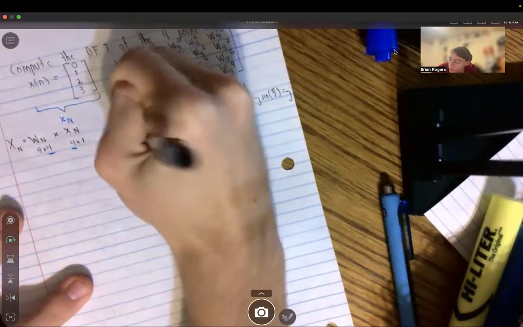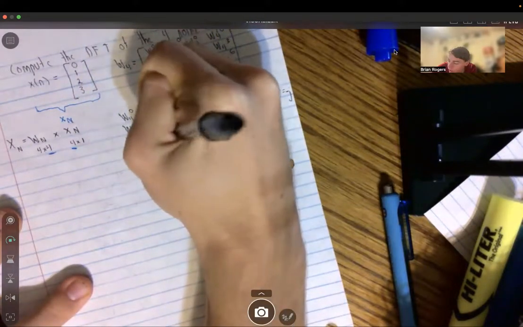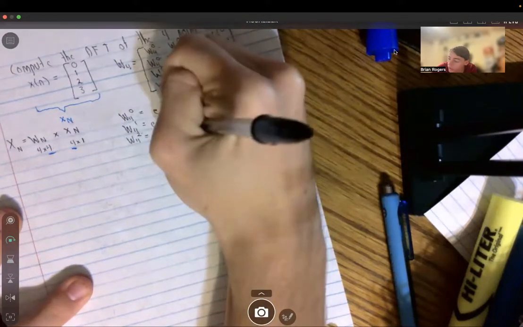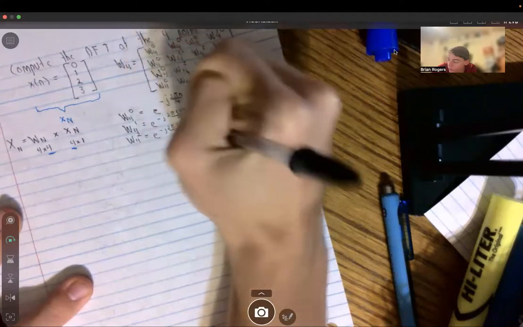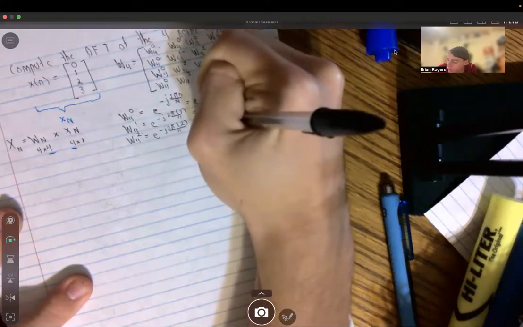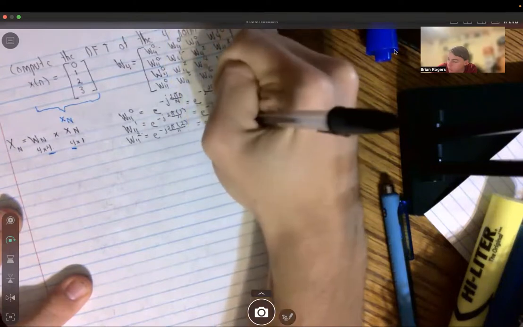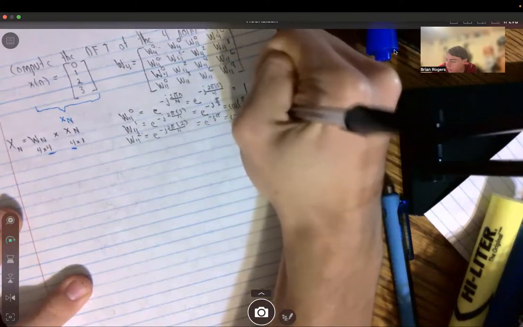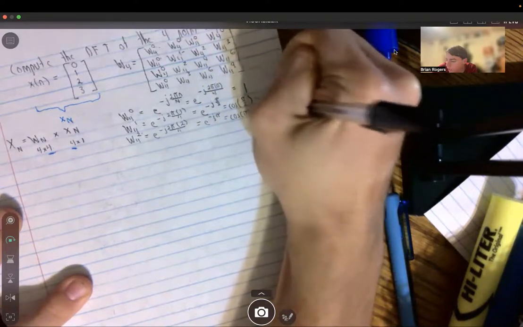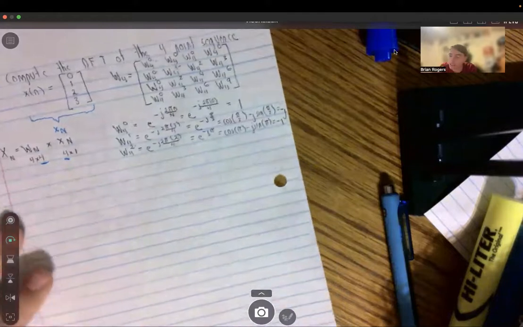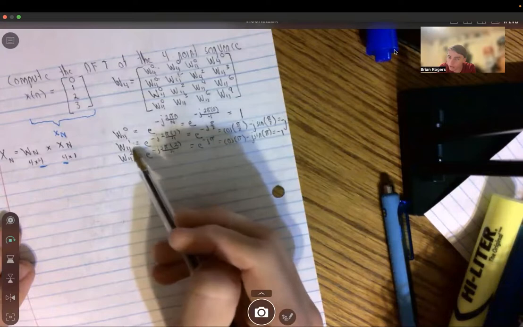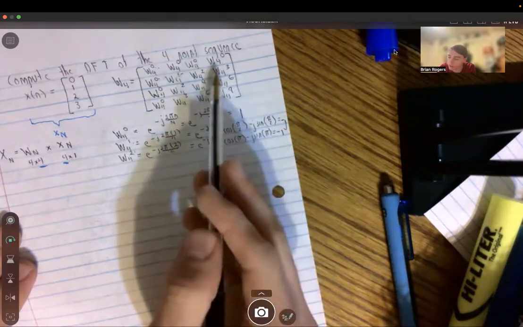Now we need to do W4 of 2, which is e to the negative j 2 pi, and then your lowercase n will be 2. So this would be 2 all over 4, which equals e to the negative j pi. That's cosine of pi minus j sine of pi, which is negative 1. And then you keep doing that. You plug in for your lowercase n whatever is up here: 1, 2, etc. And then you'd solve for all of them.